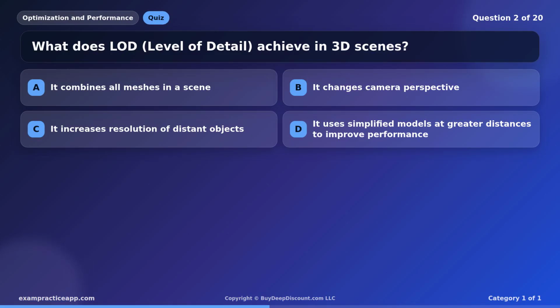The correct answer is option D. It uses simplified models at greater distances to improve performance. Explanation. LOD helps reduce GPU load by rendering lower poly versions of objects at greater distances, maintaining performance without sacrificing quality.